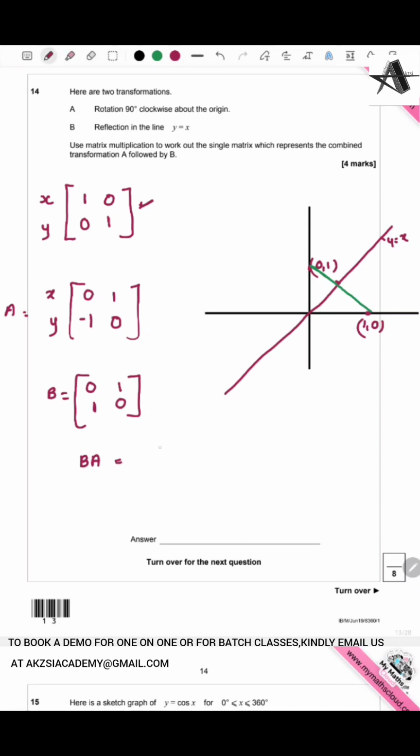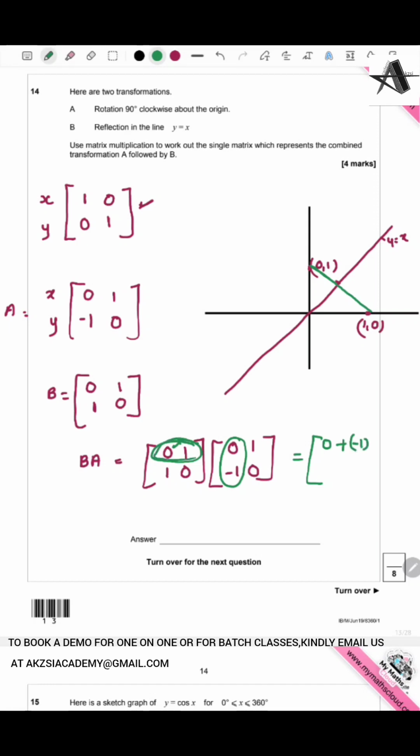So B is 0, 1, 1, 0 and A is 0, 1, -1, 0. For multiplication, we have to take row and column. So 0 multiplied by 0, that means first element multiplied by first element plus second element multiplied by the second element. So 0 times 0 is 0. So I'm writing 0 times 0 is 0 plus 1 times -1 is -1. Again same row and the next column. 0 times 1 is 0 plus 1 times 0 is 0.